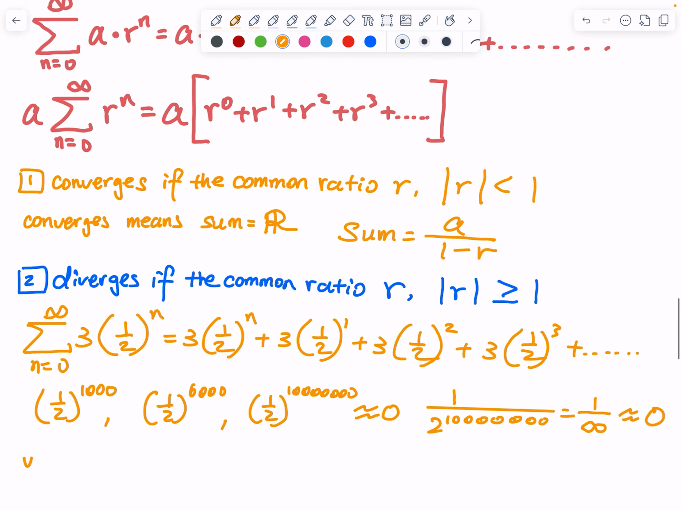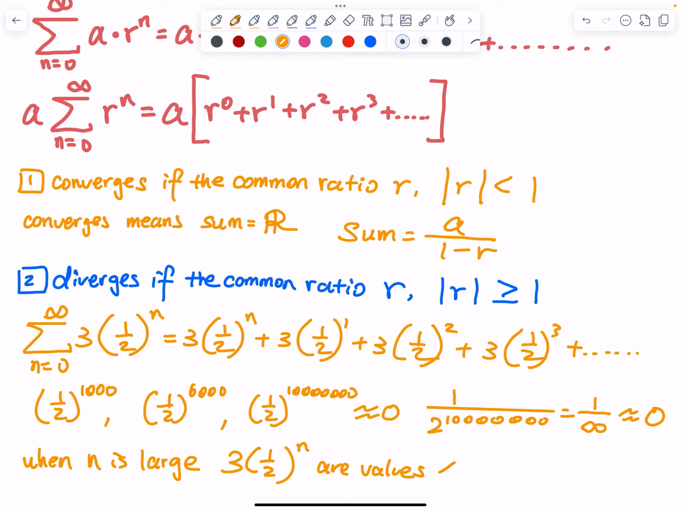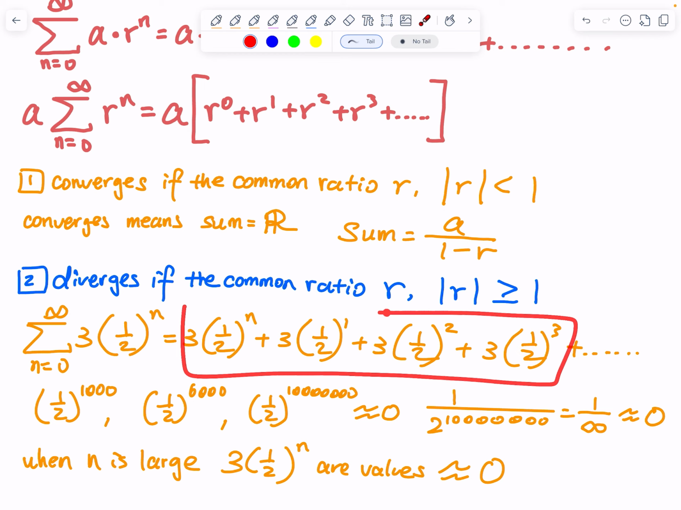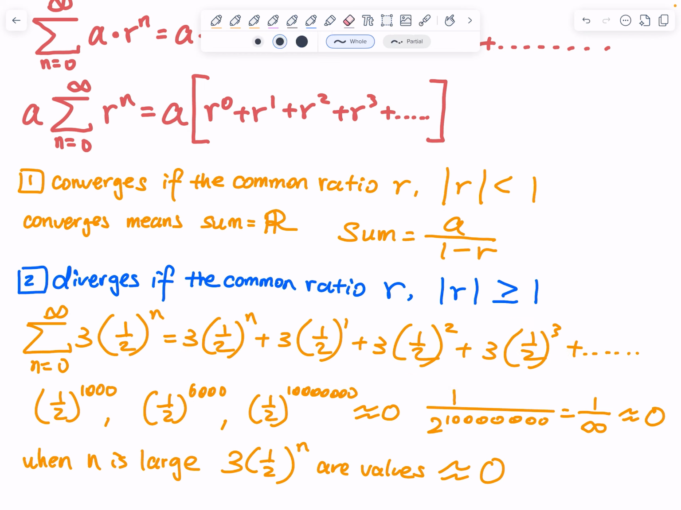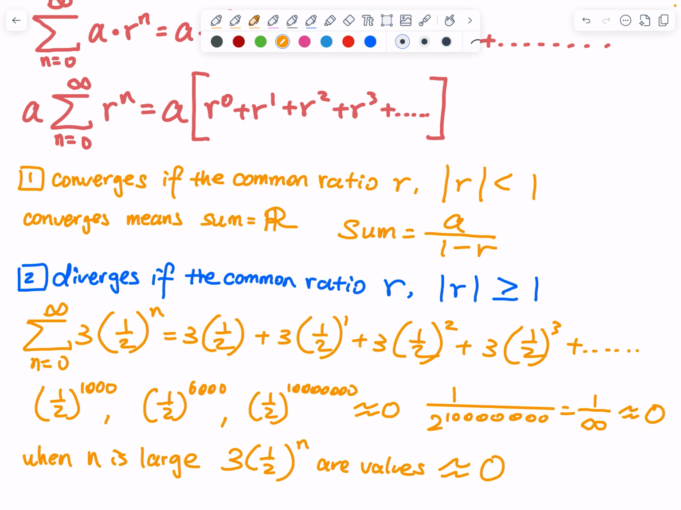So that means when n is large, 3 times 1/2 to a large power gives a bunch of values that are very close to 0. When n is large, every single term is close to 0. That means the sum is really determined by the first couple terms. How come this one I have an n? This one is supposed to be a 0.